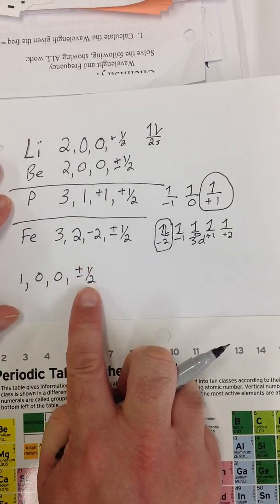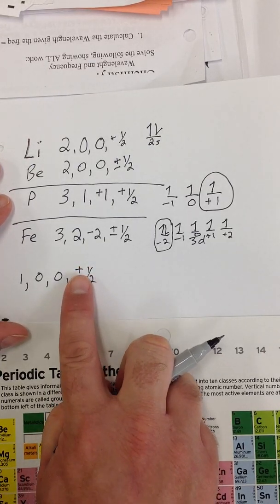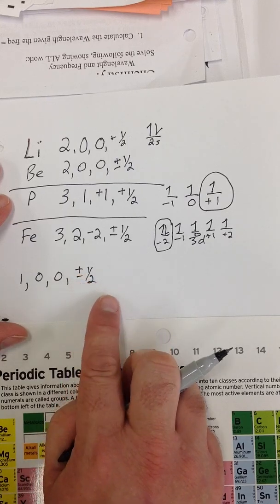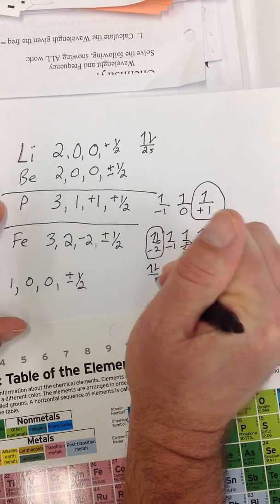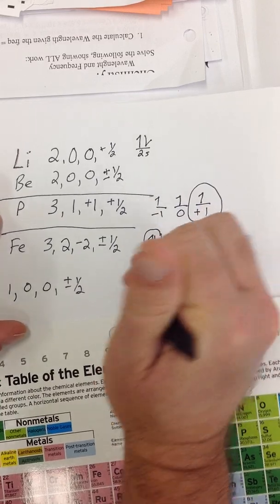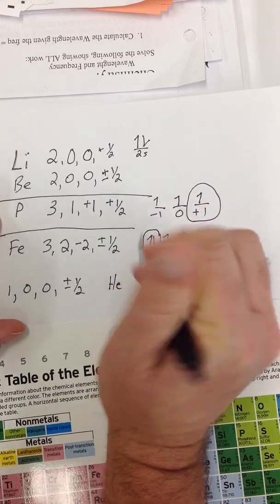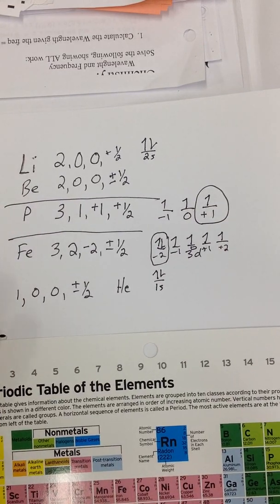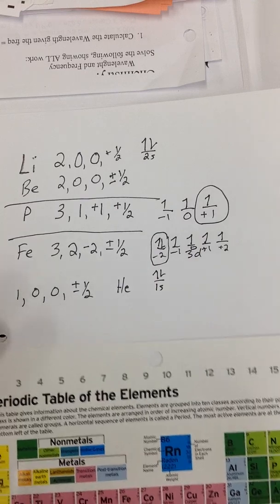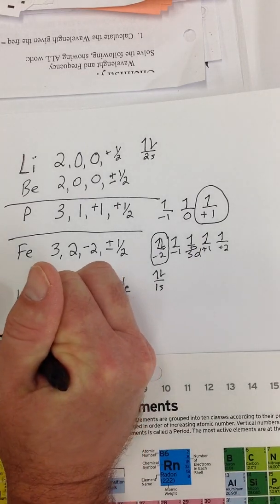In my class, you would see this as +1/2 and -1/2. Therefore, your blank would look like this. And that would be the element helium. All right? Well, that was way too easy. Give me another one. So let's try one a little more challenging.